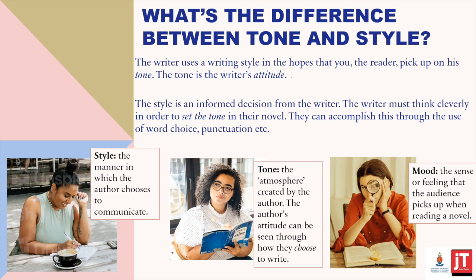They can accomplish this through the use of word choice, punctuation, etc., which just means I could go on and on and on. Okay, so style, the manner in which the author chooses to communicate. I want to write in a formal and an informal and humorous style. Okay, then they're going to go ahead and create it. And then we, as the audience, can pick up that their attitude was one of humor, one of lightheartedness. Okay, tone is the atmosphere that is created by the author. The author's attitude can be seen through how they choose to write.